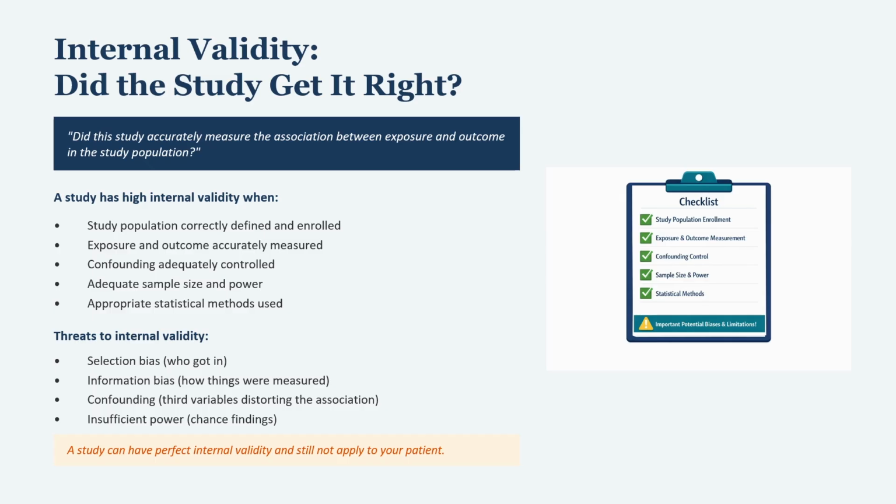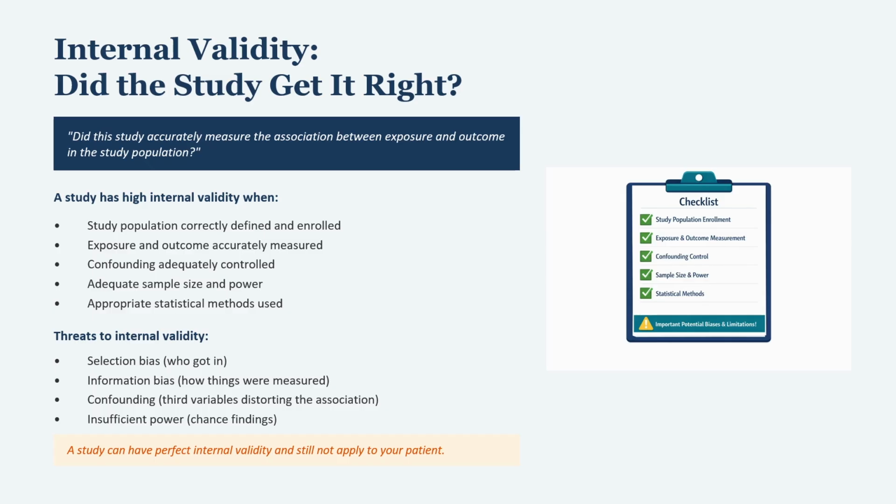When any of these are compromised through selection bias, information bias, uncontrolled confounding, insufficient power, or statistical misuse, internal validity suffers. The threats to internal validity are exactly the threats we covered in Units 4 and 5. Bias and confounding are the major structural threats. Chance is addressed through sample size and power. This is why bias analysis, confounding identification, and power assessment are all part of critical appraisal. They're the tools for evaluating internal validity.